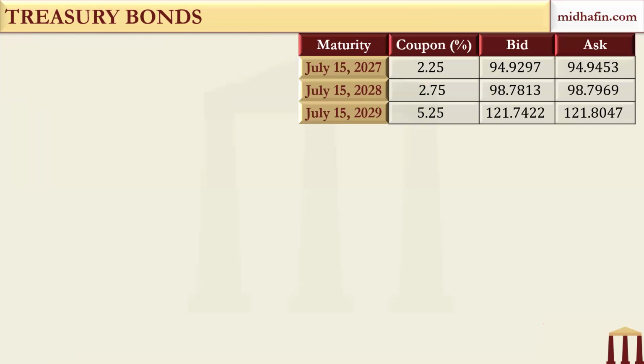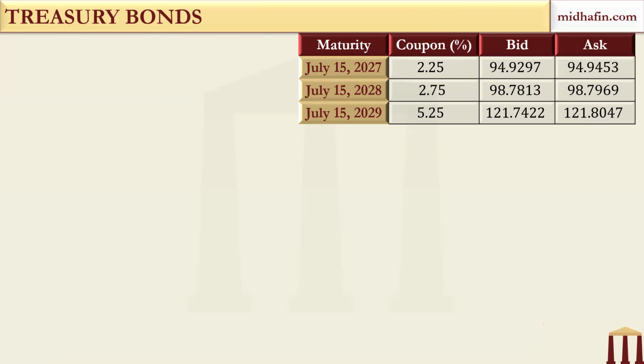Now, here we'll take an example just to understand how the bonds are actually priced, cash price and bond price. What we have is the bid and ask quotes of 3 bonds maturing at 3 different dates: July 15, 2027, July 15, 2028, and July 15, 2029. And we will assume a specific date. Let's say today is 20th August 2023. These are the quotes on 20th of August 2023. I would say 15th of August 2023.